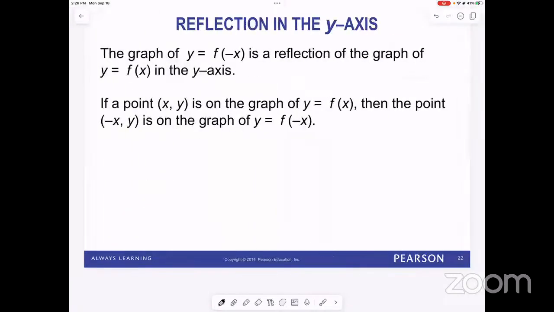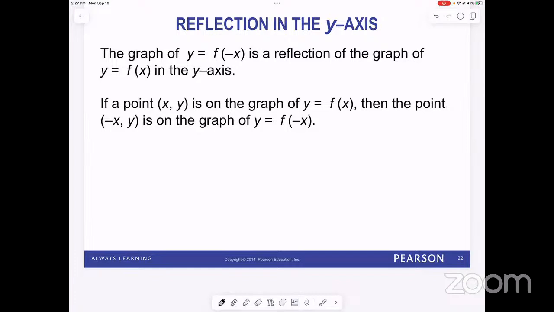Okay, so multiplying the outside by a negative causes it to flip vertically over the x-axis. So then what do you think happens when we multiply the inside by a negative? Right? If multiplying the outside by a negative causes it to flip vertically, then multiplying the inside by a negative should cause it to flip horizontally over the y, right? In that instance, the y values stay the same, but the x's go from positive x to negative x. So it's going to cause a flip horizontally over the y-axis.